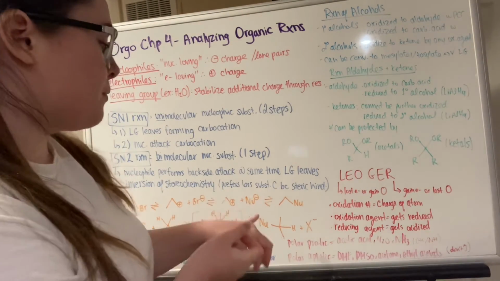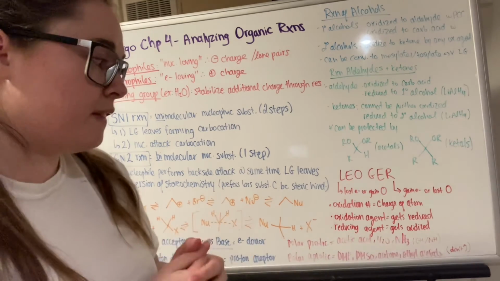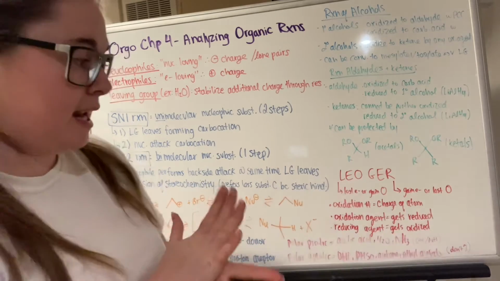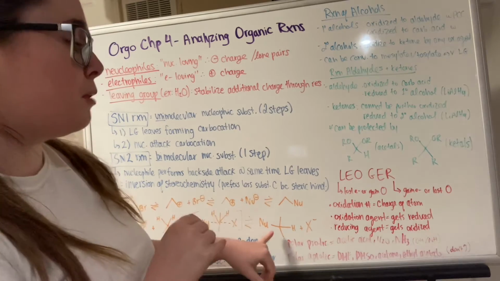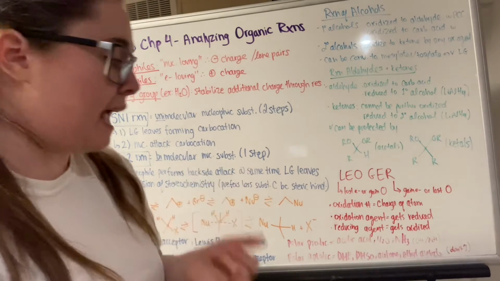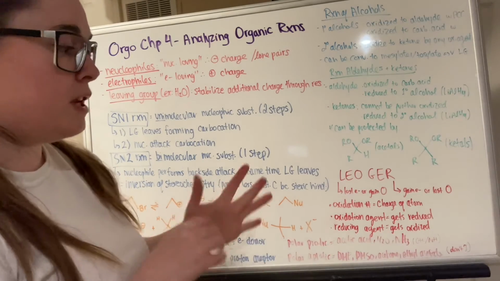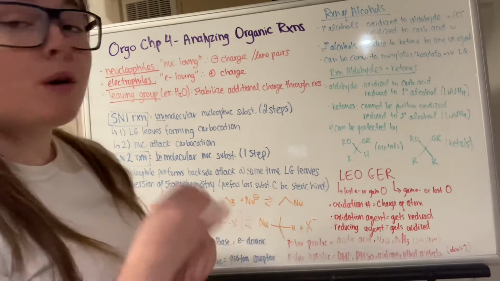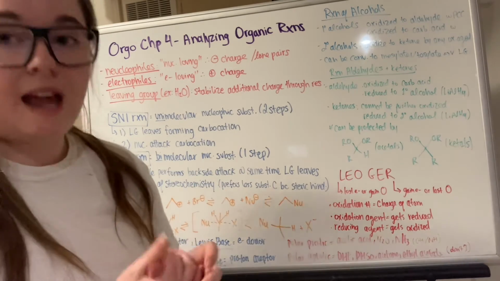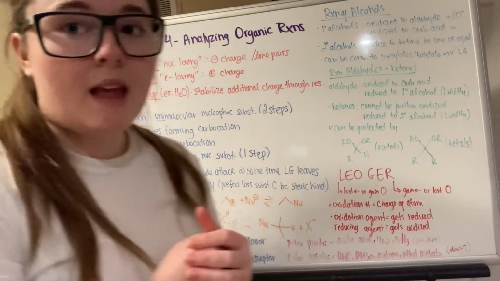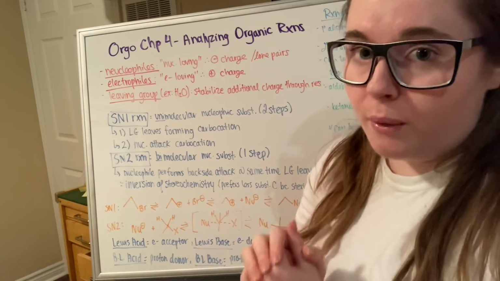Then we have polar protic and polar aprotic solvents. And so polar protic solvents basically have an OH or an NH bond. And then the polar aprotic solvents do not. So the polar protic examples are acetic acid, H2O, NH3. And they all have an OH or an NH bond. And then we have polar aprotic solvents, which include DMF, DMSO, acetone, ethyl acetate, for example.